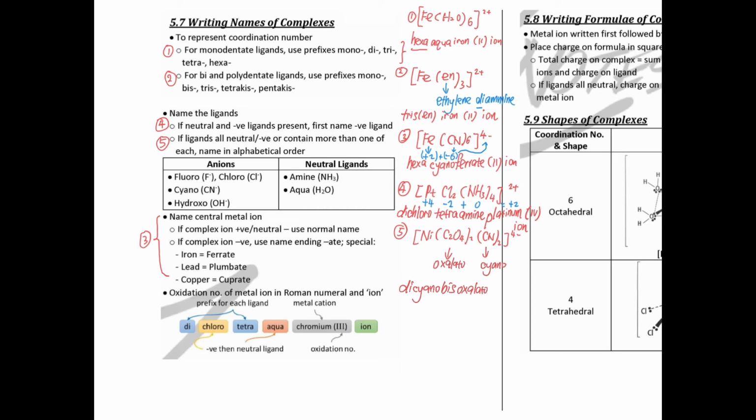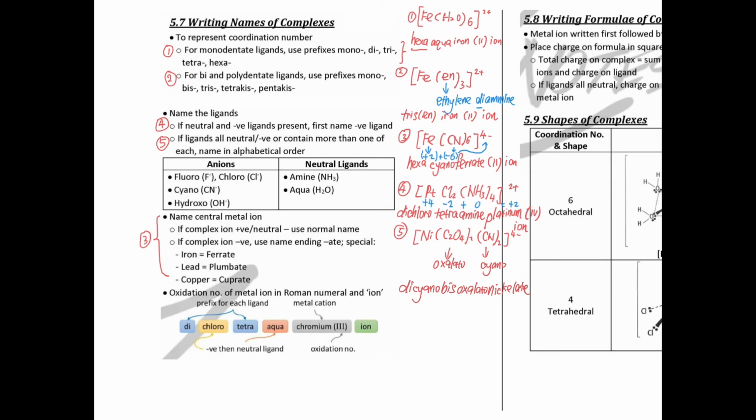Oxalato. This is a negative ion, so based on rule number 3, the nickel you have to change to nickelate. Now we want to know the nickel oxidation number.